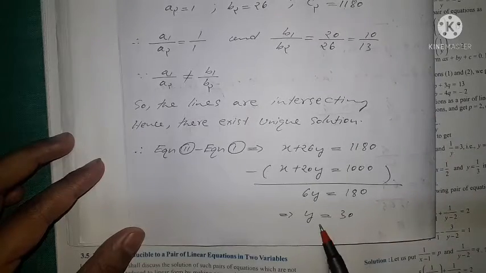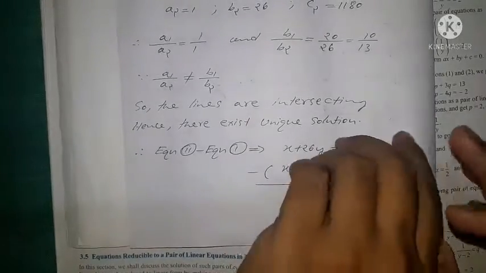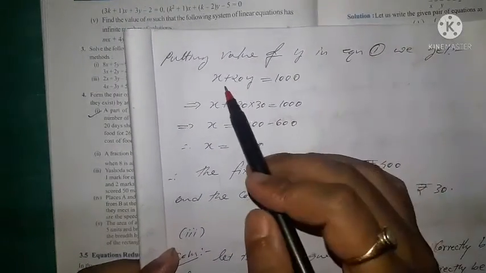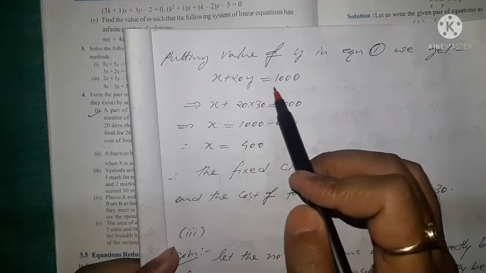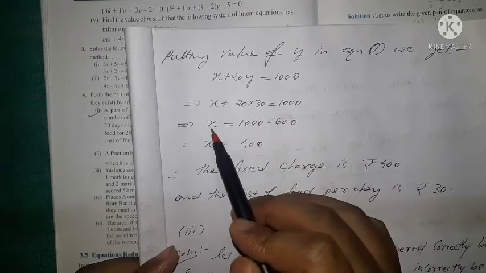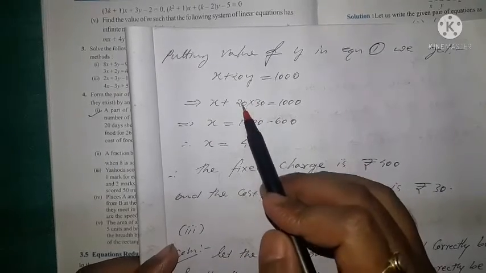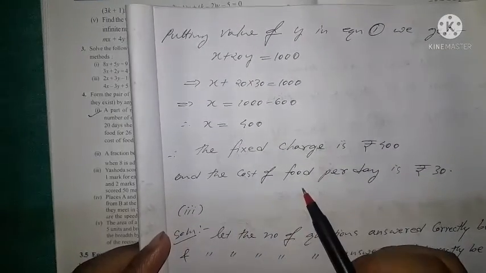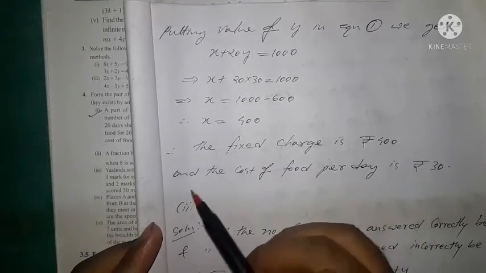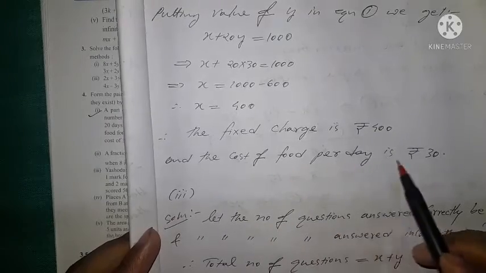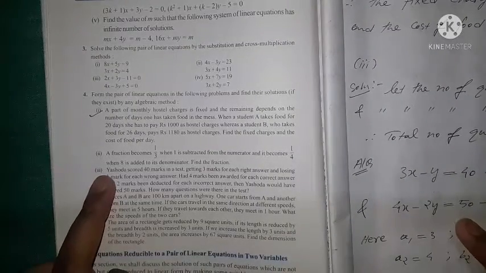Now, putting the value of Y in equation 1, we can put it in any one of the equations. So substituting the value of Y in equation 1, X plus 20Y is equal to 1000. Therefore X plus 20 into 30 is equal to 1000. So X is equal to 1000 minus 600, and the value of X is 400. This is the fixed charge. Therefore the fixed charge is rupees 400 and the cost of food per day, which is the value of Y, is rupees 30.